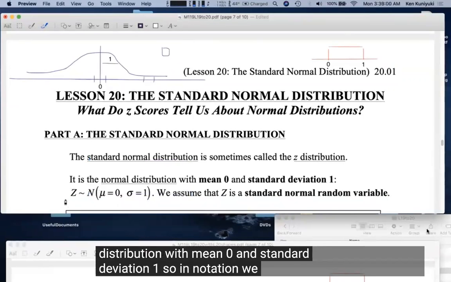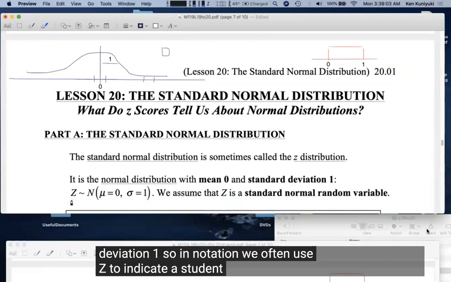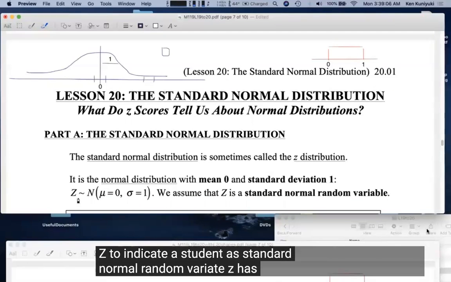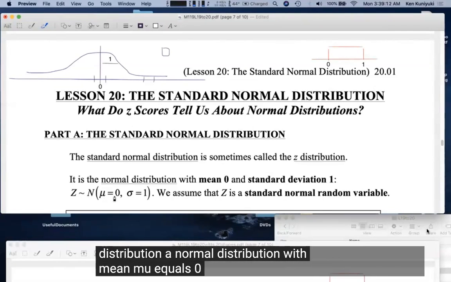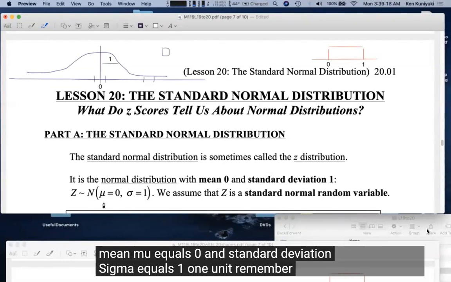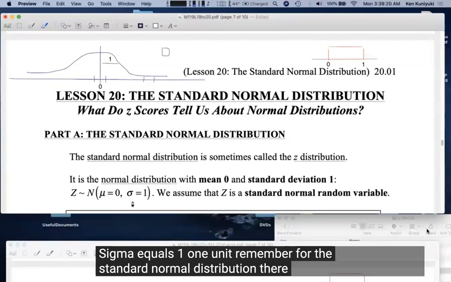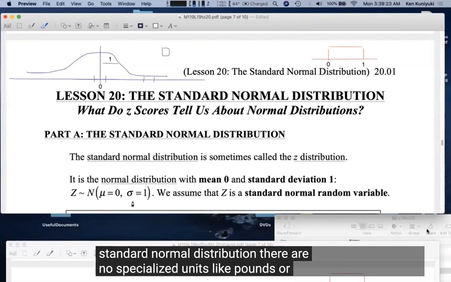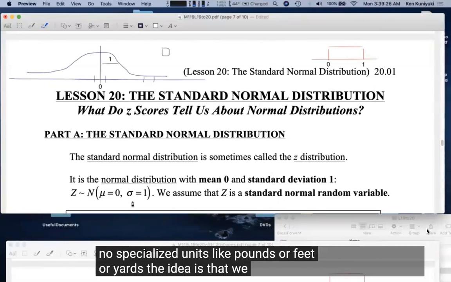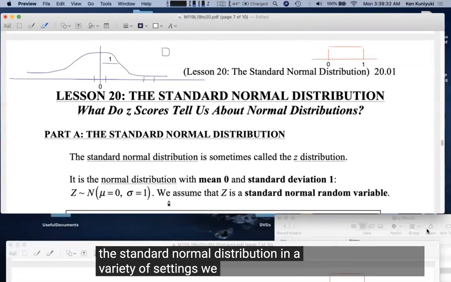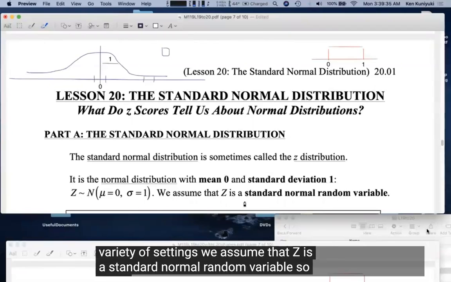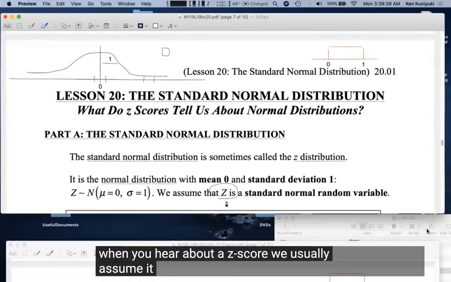So in notation, we often use z to indicate a standard normal random variate. Z has as its distribution a normal distribution with mean mu equals 0 and standard deviation sigma equals 1. Remember, for the standard normal distribution, there are no specialized units like pounds or feet or yards. The idea is that we can apply the standard normal distribution in a variety of settings. We assume that z is a standard normal random variable. So when you hear about a z-score, we usually assume it comes from a standard normal, though not always.